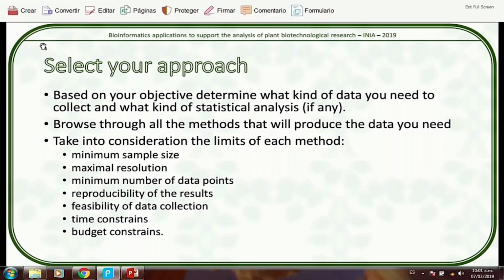So then, after you have a clear understanding, or at least a good understanding, of what data you're going to collect, you browse through all the methods that will produce that data. Let's say that your data needs to be sequenced, just for the sake of it. Just bear with me for a second. It's sequenced. How many sequencing methods do we have? Does anybody have any idea how many sequencing methods there are? Just to start with, sequencing platforms.